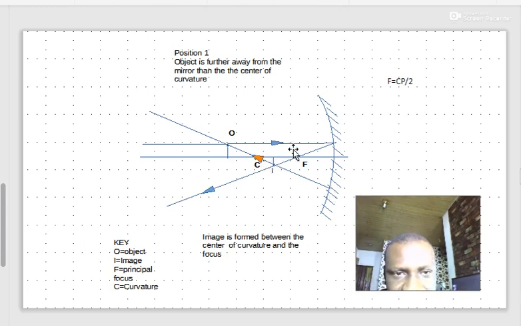The distance between F and the pole is called the focal length of the mirror, and that is CP divided by 2. CP is the distance between the center of curvature and the pole, and that distance we have seen before as the radius of curvature. So when we divide the radius of curvature by 2, we get the focal length of the mirror. So we must bear that in mind too.